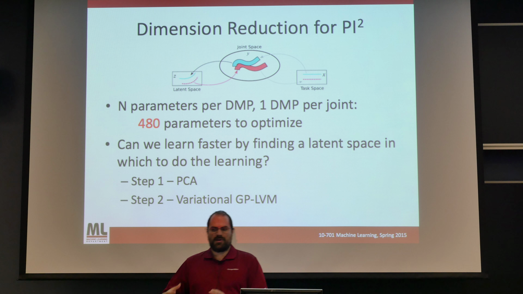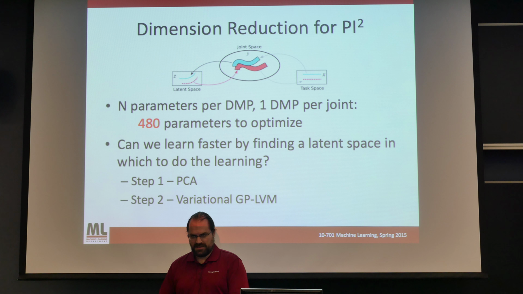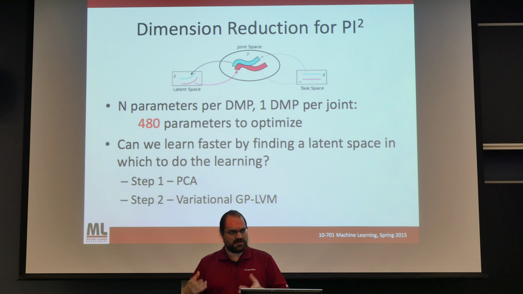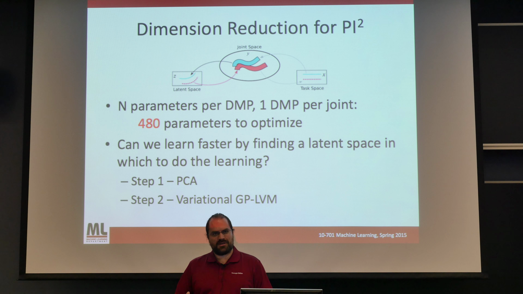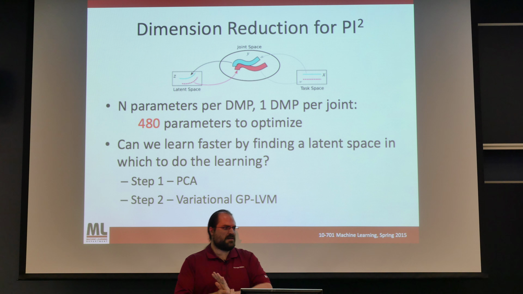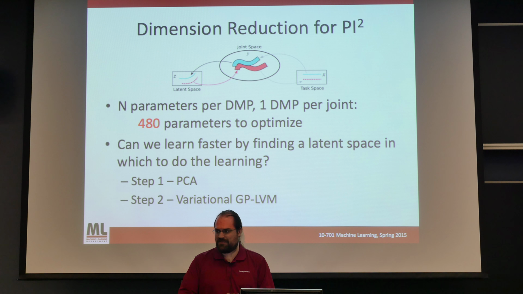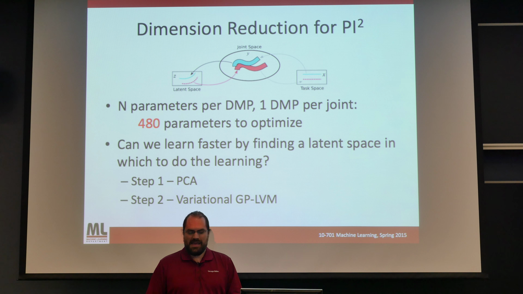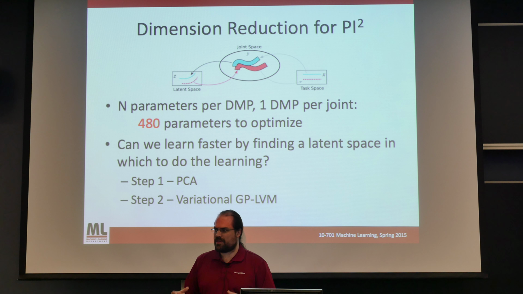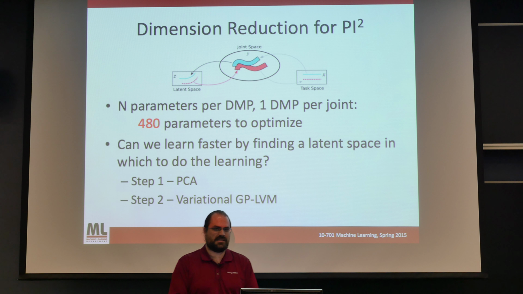So we've taken the problem and we've turned it from a continuous trajectory optimization to a parameter optimization. But for the trajectories we're looking at, we're still looking at a total of 480 parameters to optimize. 480 is a ridiculously large amount of parameters. Pi squared's been proven to be able to manage that, but we'd like to do better. So the idea is, can we take those 480 parameters and reduce it even further with other dimensionality reduction techniques?